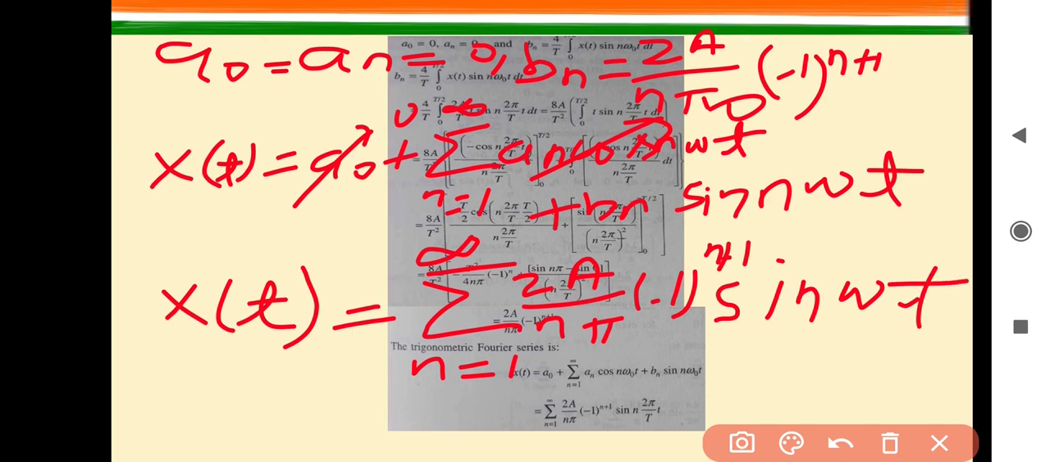This is all for this lecture. In the next lecture we will discuss some more examples and another symmetry which is called half wave symmetry.